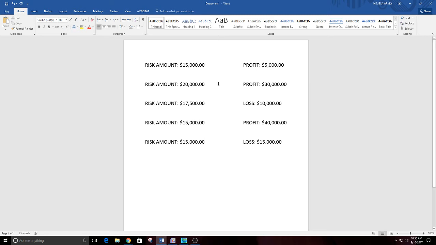If you risk $20,000 and your profit's $30,000, are you happy? Okay, yeah, probably. Okay, you're happy with this one, but you weren't risking two versus three. Do you see how? Yeah, so zeros. If you risk $17,500 and you lose $10,000, are you happy? No, I'm hurting it. You know what? Ooh. It depends. And let me tell you why.